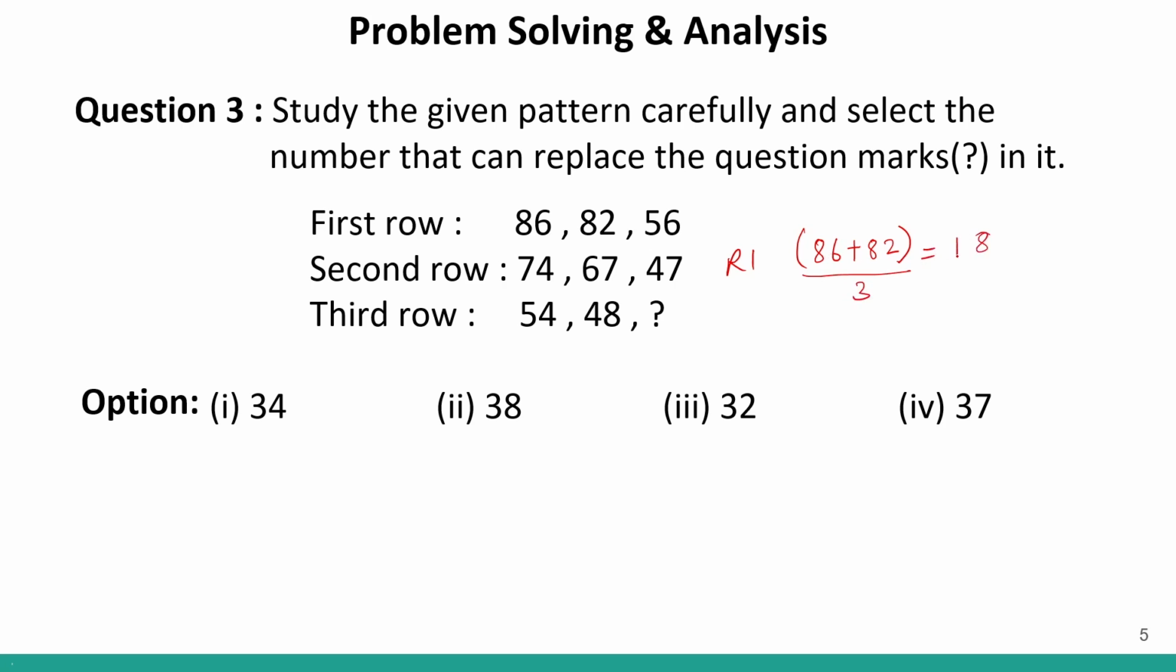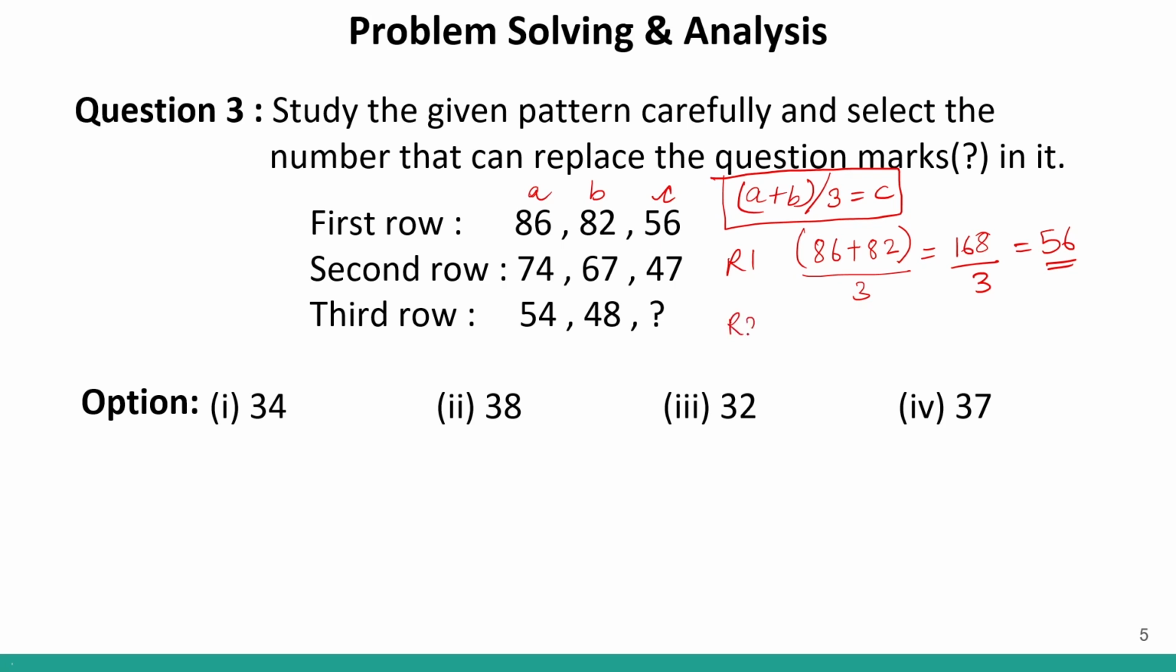This will be 8, this will be 1, 6 and 8, this will be 3. So this will be how much? 3 5s are 15, 1 carried, 3 6s are 18. So 56 will be my answer. Correct? So for row 1, we have identified a pattern. What is the pattern? If this is A, this is B and this is C, the pattern is that A plus B division by 3 is giving me C. This is the logic. Okay. So this we have identified from row 1.